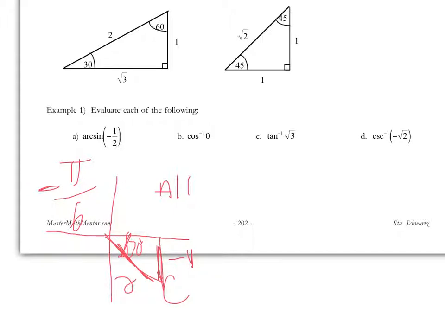Then, what's the arc cosine of 0? The arc cosine of 0 means when is the cosine of x equal to 0, right? So, think about the unit circle.